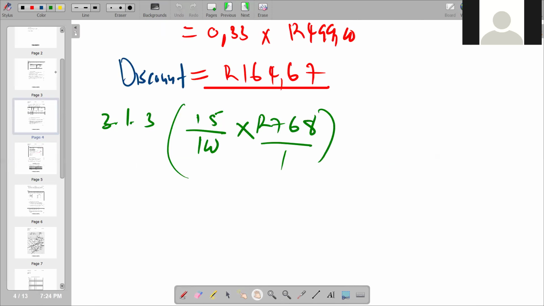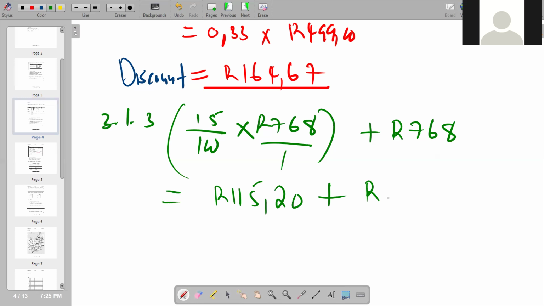So we add 768. So here is supposed to be plus 768. So we say 15%, which is 15 over 100, and then we multiply by 768. We're going to get 115 rands 20 cents. And then we add to 768. So we see what we get there. We get 883 rands 20 cents.